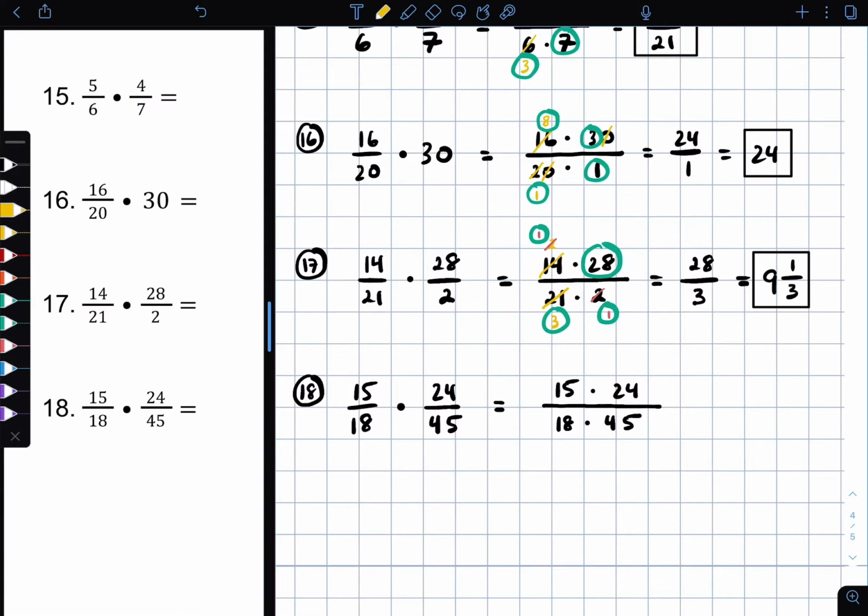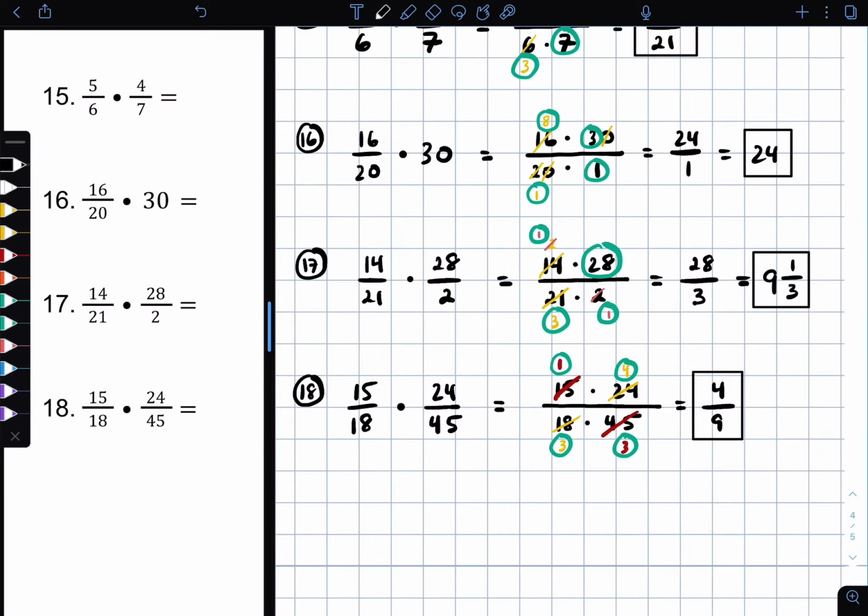Okay, so what can we cross out here? I think I can divide both of these by 6. So 24 divided by 6 would be 4, and 18 divided by 6 would equal 3. And over here, I can divide 15 and 45, divide them both by 15. So that would be 1, and that would be 3. Okay. If you didn't see that right away, that's okay. You can divide them both by 5, then you can divide them both by 3. But I can see you can divide them both by 15, so I'm just doing that in one go here. 1 times 4 on top, and then 3 times 3 on bottom. So 1 times 4 is going to be 4, and 3 times 3 will equal 9. And there we have the most simplified version of 15 over 18 times 24 over 45.